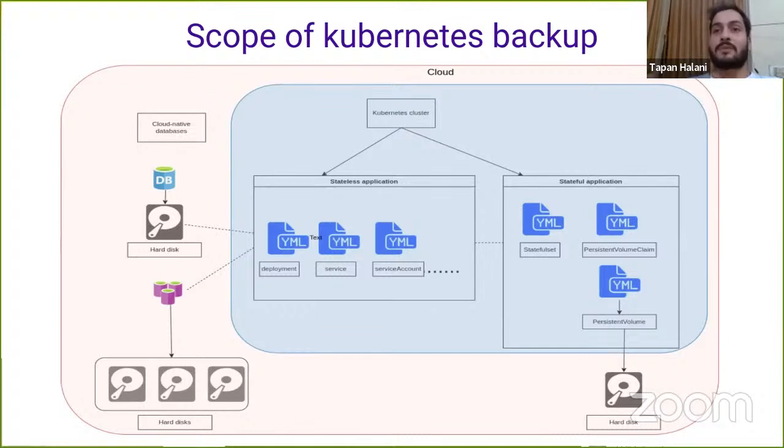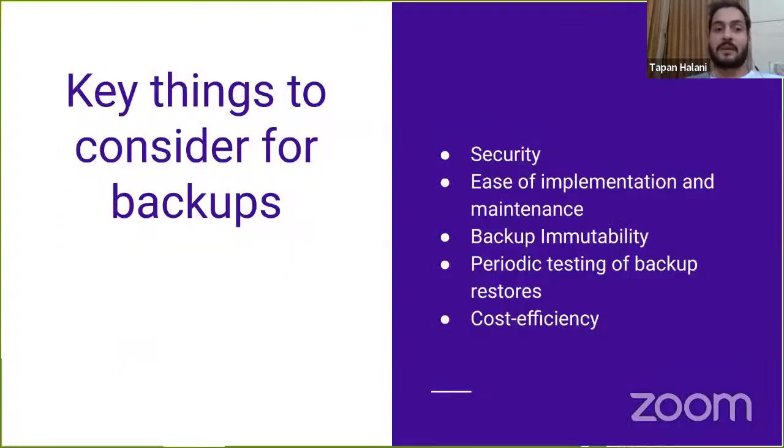If I tell you that right now we are running a Kubernetes cluster with a stateful application, connecting with, let's say, a database outside Kubernetes but in the cloud, you have to think of backing up everything that is in the diagram right now. Exactly. So this is the scope of Kubernetes backup. What are the key things that we should consider whenever we think about data backups?